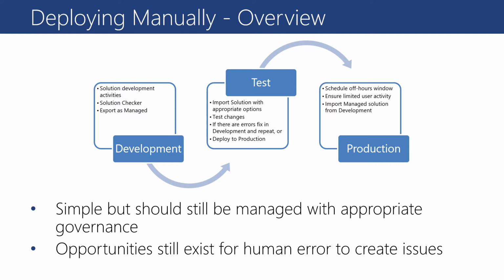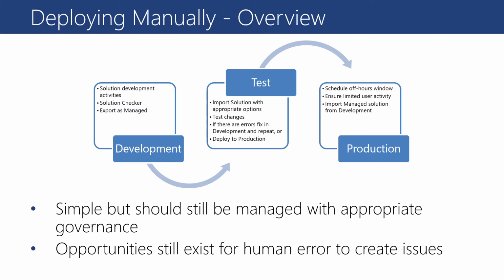So the first thing that you do when it comes to doing your solution development is you create your solution and you do your solution development activities. Once that's complete, you then run your solution checker, and if everything checks out and you've got everything ready to go, you export your solution from that environment as a managed solution. Then you take that solution, you import it into your test environment, you make sure that you select the appropriate options. Once the solution is imported, you test your changes.